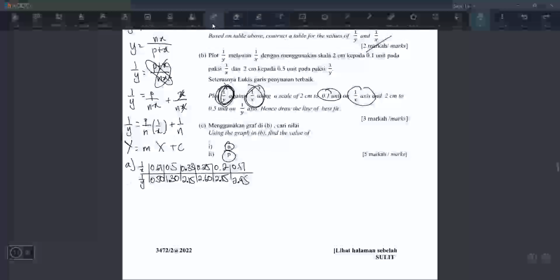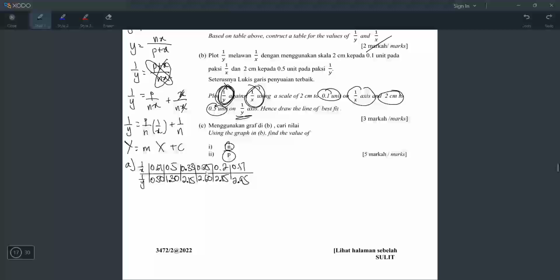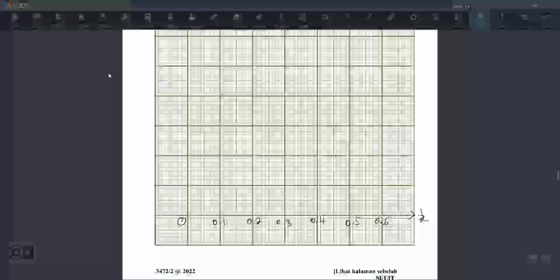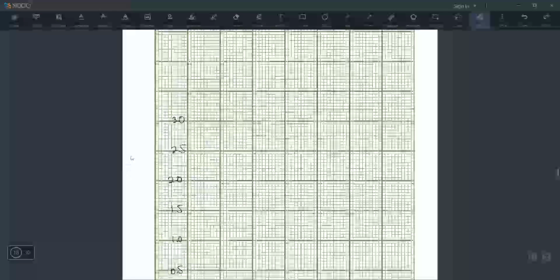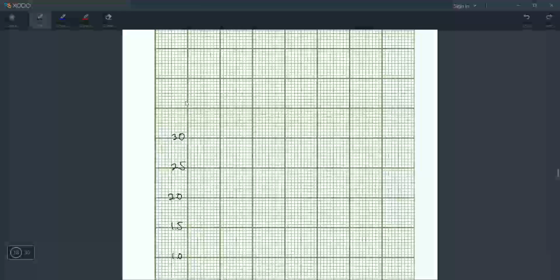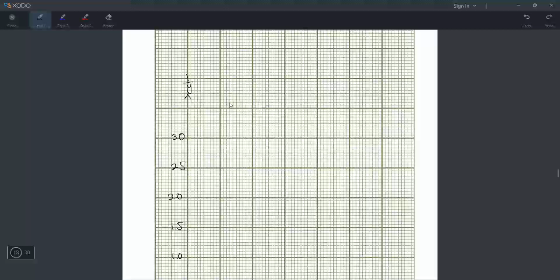Okay, what about the y-axis? 2 cm to 0.5 on the y-axis. And what's the highest value? 2.95. So 0.5 until 2.95 for the y-axis. So let's see if there is enough space or not. 0.5, 1.0, 1.5, 2.0, 2.5, 3.0. Enough already, right? Because I only use until 2.95. Okay, and then this is my 1 over y. And then don't forget to write the title, graph of 1 over y against 1 over x. Actually, this title, if you write at the end also can, but I always teach in my class to write it first, right?